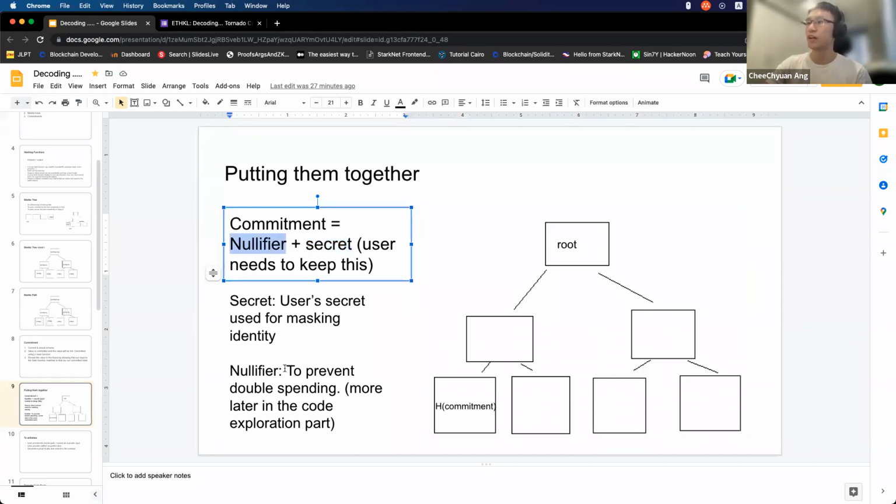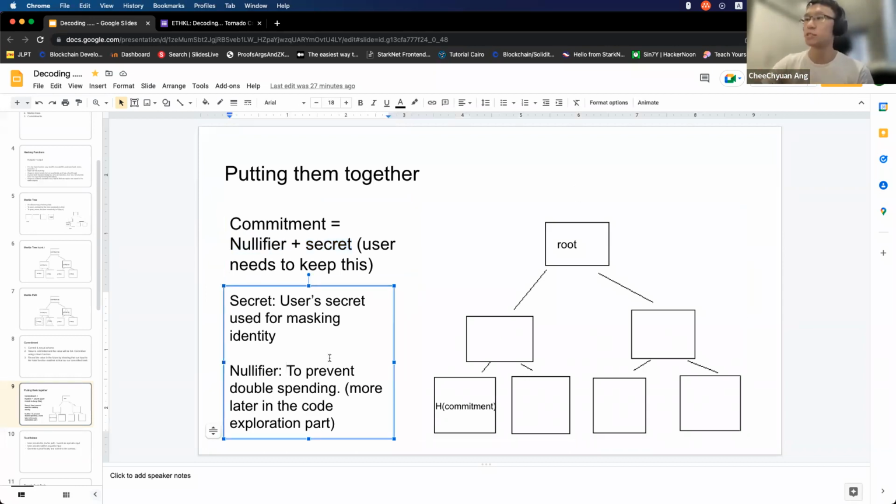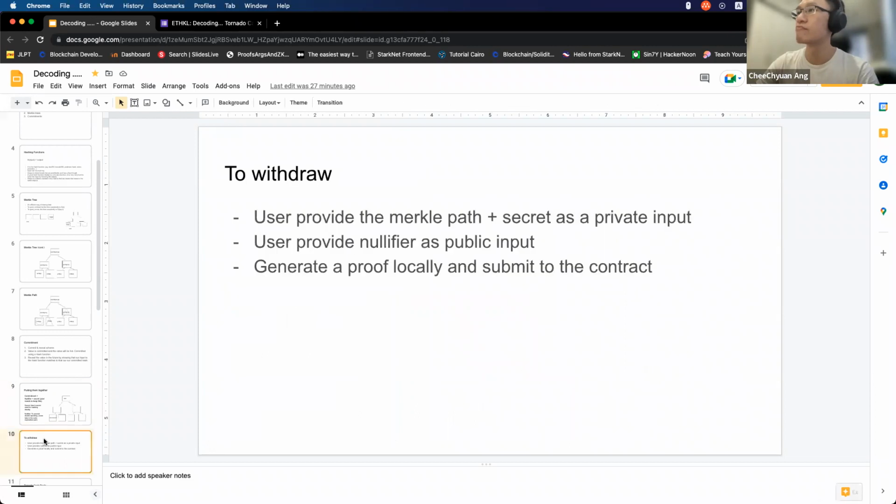The nullifier is something that is used to prevent double spending, but we'll talk about it more in the code. What's going to happen is that I'm combining my nullifier and secret, and I'm going to hash them together. This will be the commitment. I'm going to insert it into the Merkle tree. And of course, we know that if something in a leaf node changes, the root changes accordingly. So this is how Tornado Cash is going to look later.